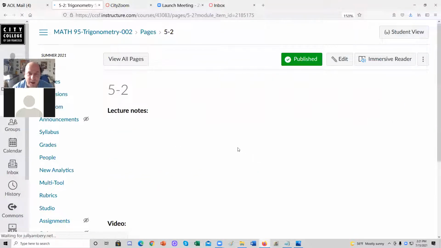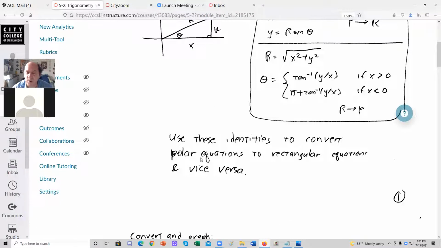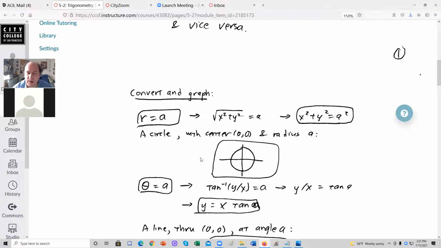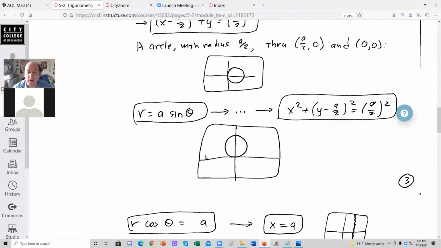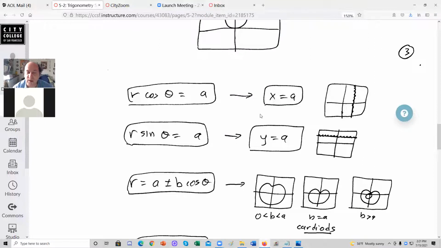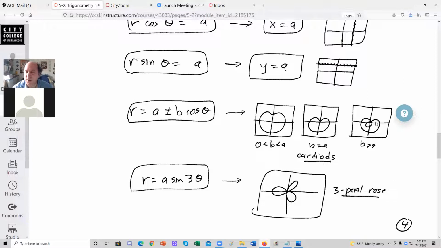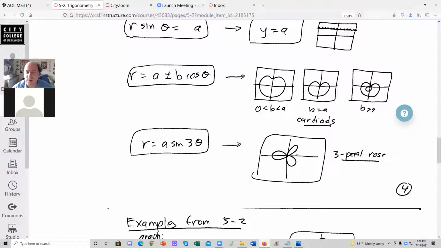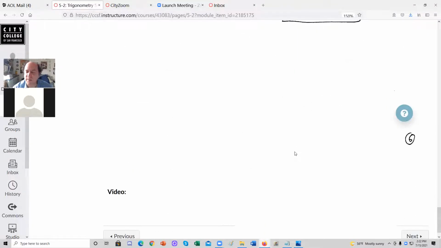Let me see if we can peek ahead to 5.2. Next time I'll go over using these identities, P to R and R to P, to convert polar equations to rectangular equations. There'll be some examples such as this, and this, which turns out to be a circle, and this, which also turns out to be a circle, and these, which turn out to be straight lines, and these, which are more complicated shapes called cardioids, which means heart-like, or this, which is a 3-petaled rose. We'll do some examples next time.